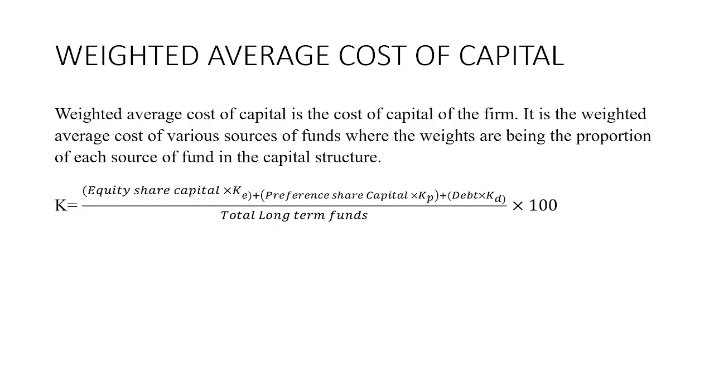Now, how can we find out the weighted average cost of capital? Weighted average cost of capital K is equal to equity share capital multiplied with the cost of equity, that is KE, plus preference share capital multiplied with the cost of preference share, that is KP, plus debt multiplied with the cost of debt, KD, divided by total long-term funds into 100. It will give us the overall cost of capital or weighted average cost of capital.